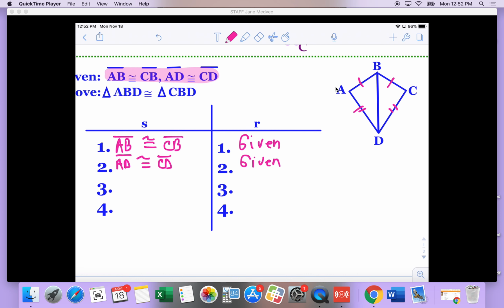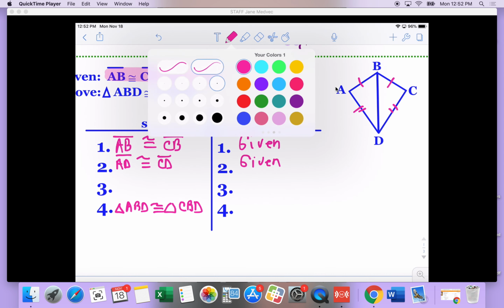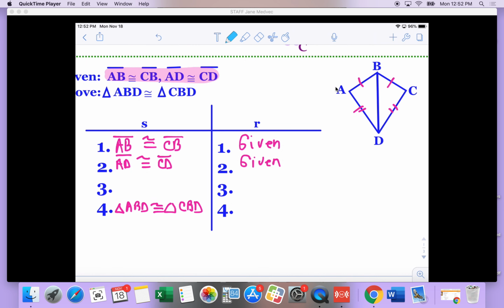And at the very end, you'll see the prove: triangle ABD is congruent to triangle CBD. This is going to be the very end of our proof because that's what I'm trying to find. Now, what I need to do is come up with the other reasons. So let's take a look a little bit closer. I've got two sides that are congruent to the other two sides. I need the third side.